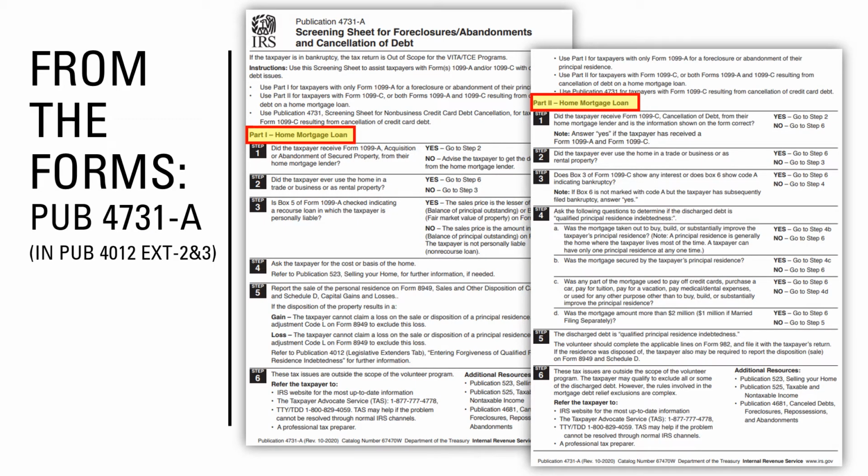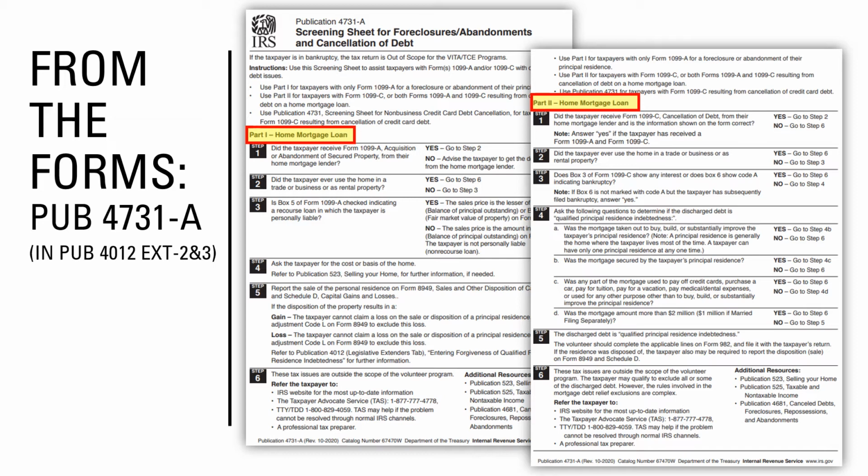So the first thing that as volunteers we are going to do when somebody comes in with that box marked on their intake form, or they're coming in with informational forms, 1099-A and or 1099-C for a foreclosure, is look up this Publication 4731-A. And this is also included right in the 4012. It's on pages X2 and X3, and the X just means legislative extenders is kind of the code for that.